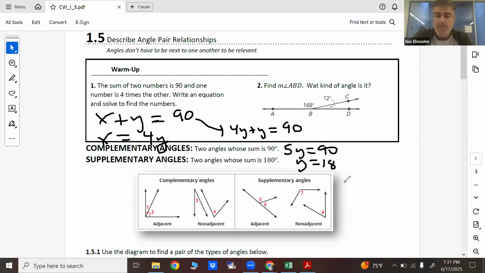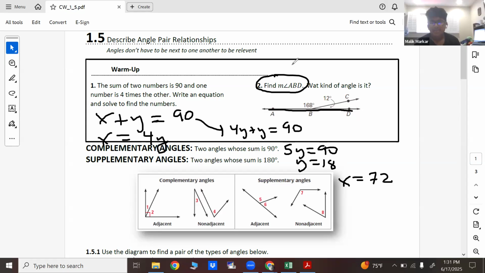So y is 18, so x is going to be 72. Does that make sense? Okay, yeah. And then they want to find the measure of angle ABD. Well, ABD is just a straight line, right? 180. Or just a line, so that's 180. So we call it a straight angle.